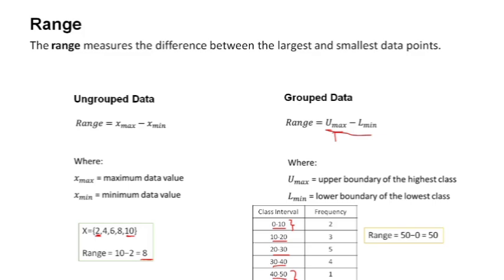So here the lowest class is 0 to 10 and the highest class is 40 to 50. So the lower bound of the lowest class is 0 here, and the upper boundary of the highest class is 50. So here we have taken the upper boundary of the highest class and the lower boundary of the lowest class. So that is 50 minus 0 equals 50. So this is the range of the given grouped data.